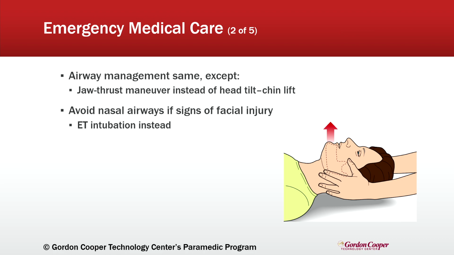So airway management with these patients. Airway management for patients with these chest injuries follows standard trauma protocols. However, there are a few critical exceptions. Use the jaw thrust maneuver, instead of the head tilt chin lift technique, to open the airway. This helps minimize movement of the C-spine. We want to avoid nasal airways. If there are signs of facial injury, don't use those nasal airways. Obviously, that can lead to further complications.